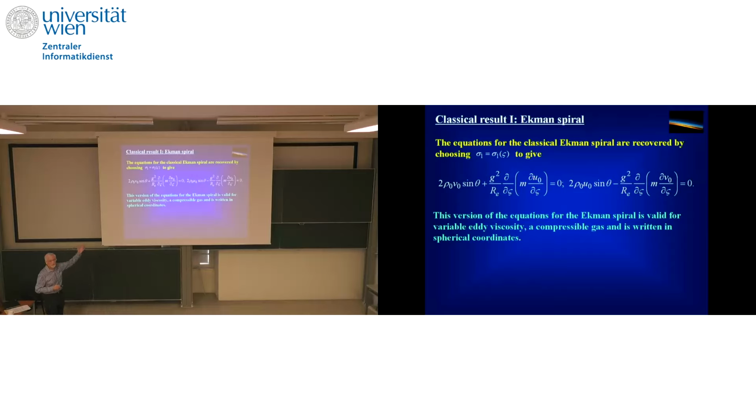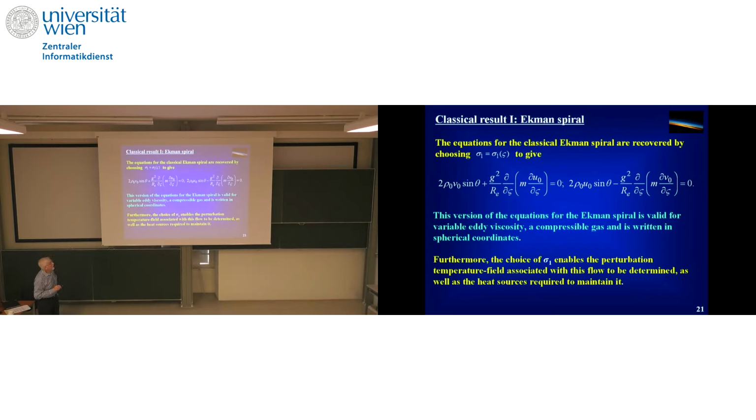In here, the m is essentially a function of zeta. We've got a compressible gas, of course, and it's written in spherical coordinates. So we've got arguably the most general, reasonable form you could ever expect to have to describe the Ekman spiral. If you make a very particular choice of sigma 1, I've just said any function of zeta will do the job, then you can go through the argument that I've just outlined. That is, what you can then do is to generate the perturbation temperature field, and with that, you can then determine what particular heat sources would drive that particular solution with that particular choice of sigma 1, all of which are going to be Ekman spirals.